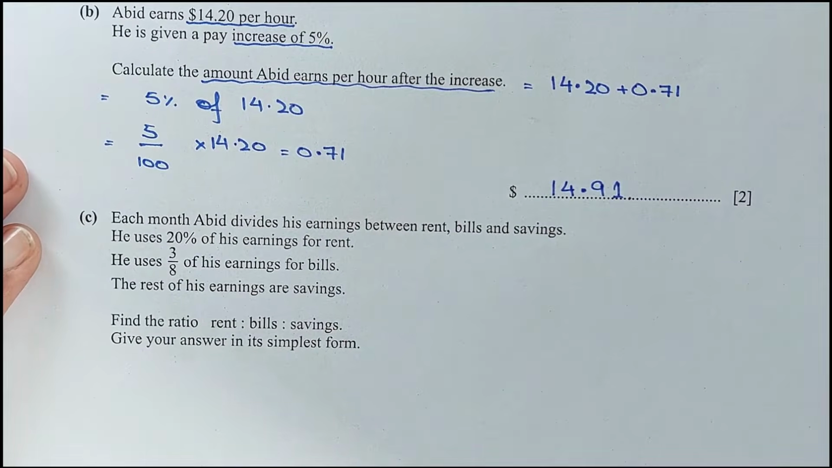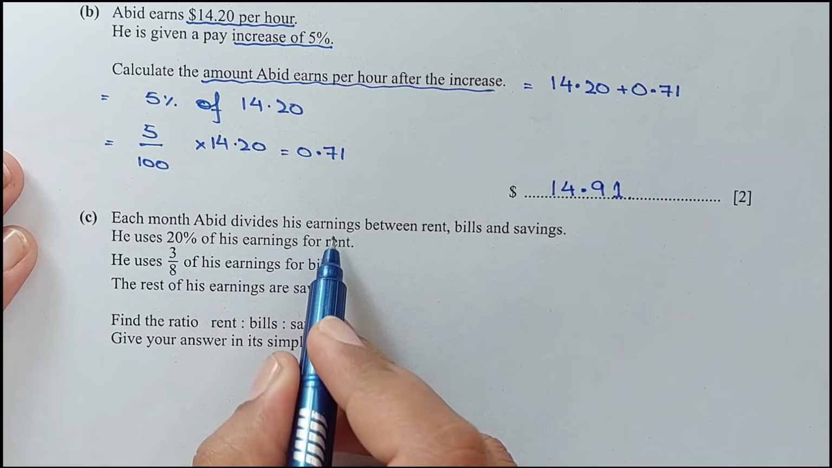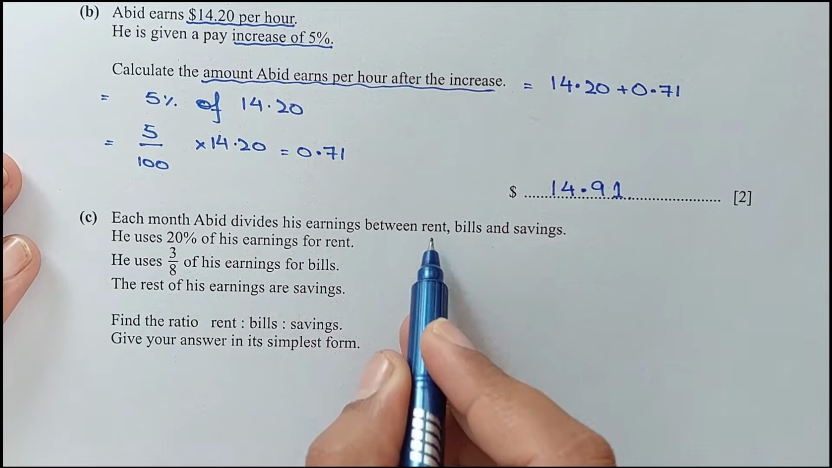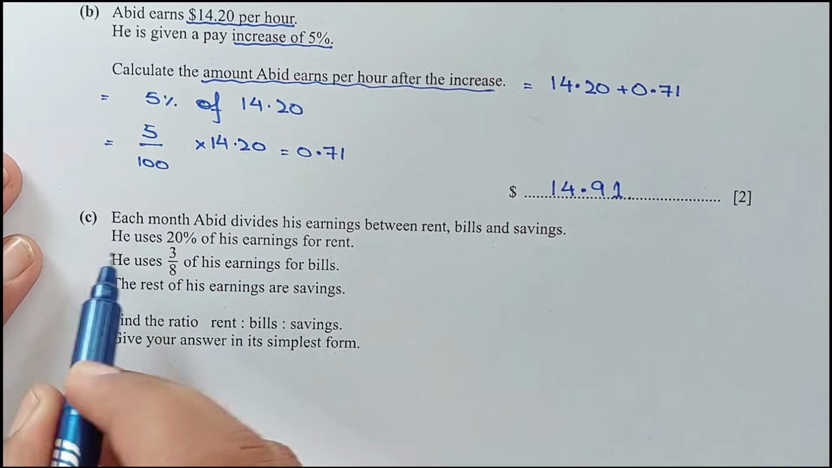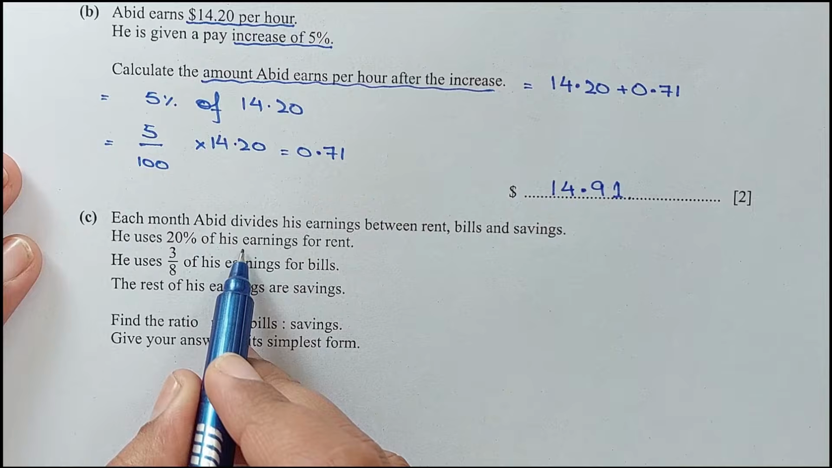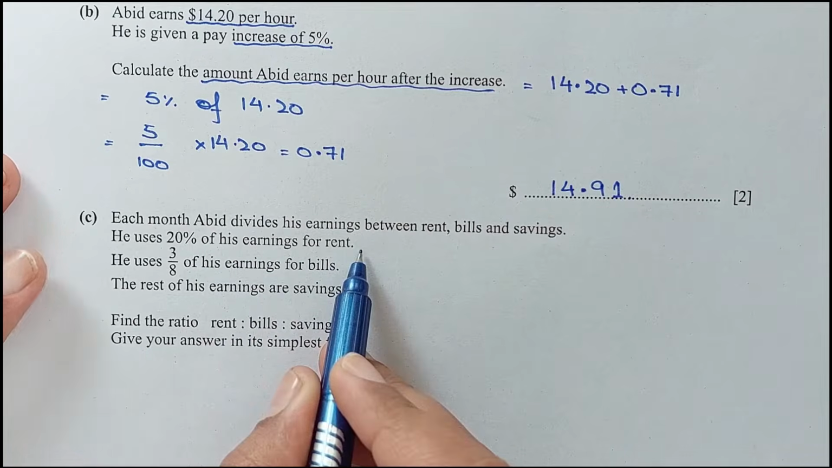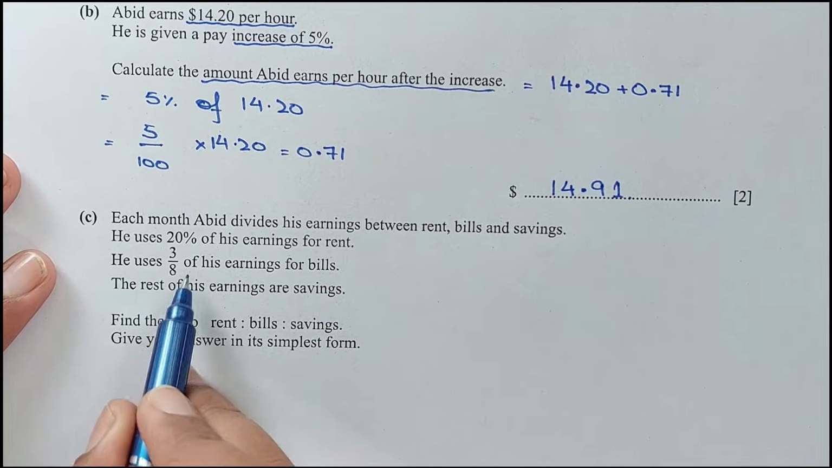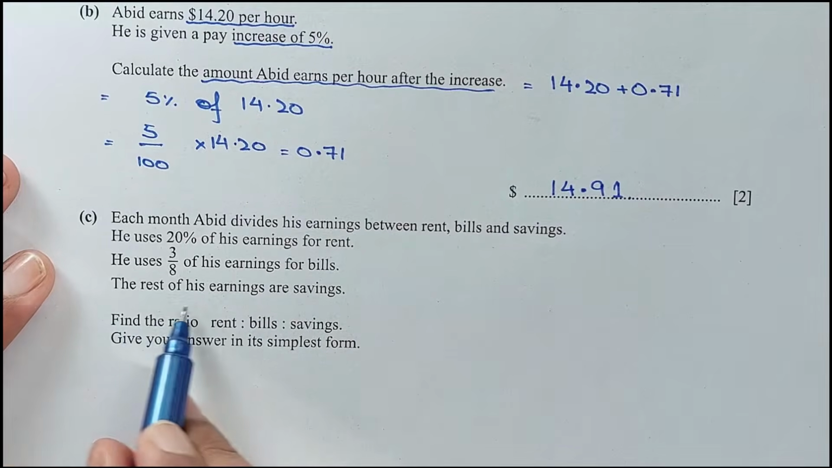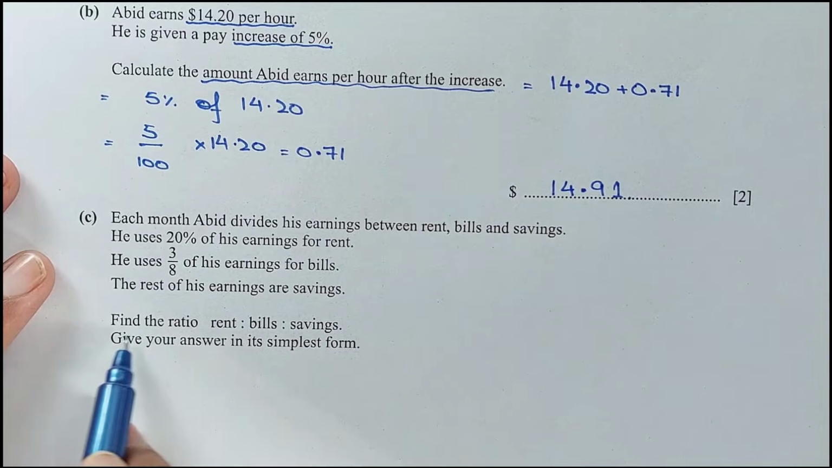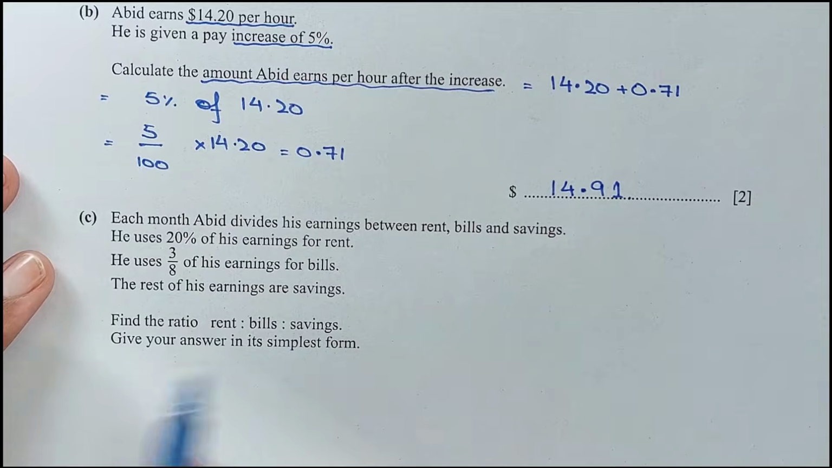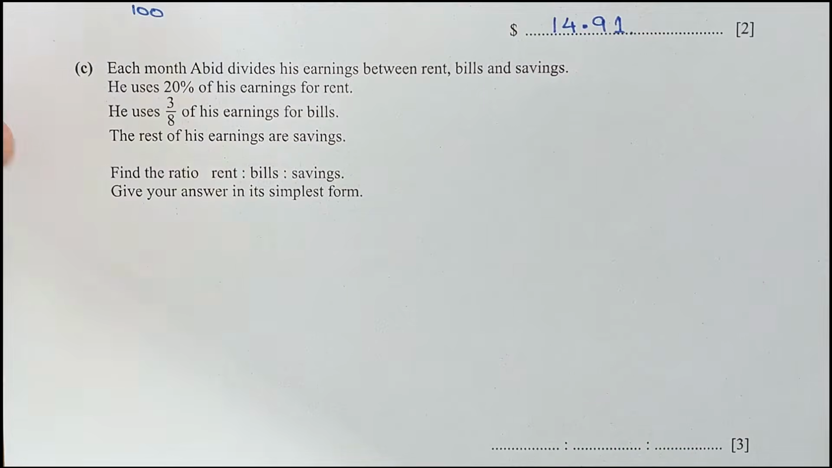Now for part C, each month Abid divides his earning between rent, bills and saving. He uses 20% of his earning for rent. He uses 3/8 of his earning for bills. The rest of his earning is saving. Find the ratio rent : bills : saving. Give your answer in its simplest form. Okay, let's make a ratio.